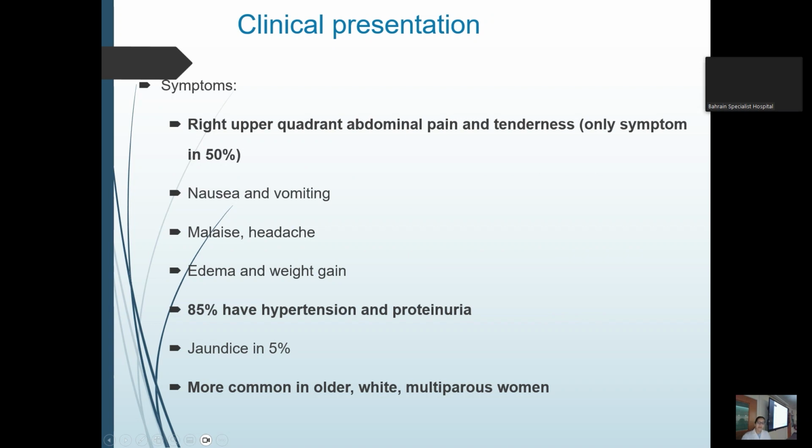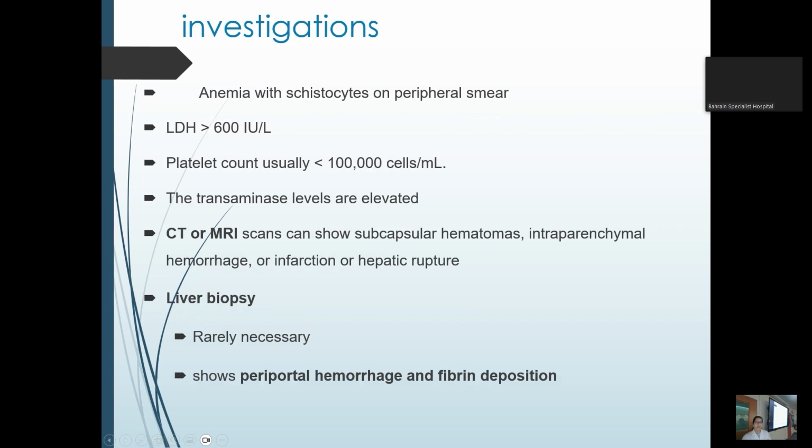Symptoms are right upper quadrant abdominal pain and tenderness. It is the only symptom in 50% of the patients. There can be nausea, vomiting, malaise, headache, edema, and weight gain. 85% of patients have hypertension and proteinuria. Jaundice is seen in 5% of patients, more common in older white multiparous women.